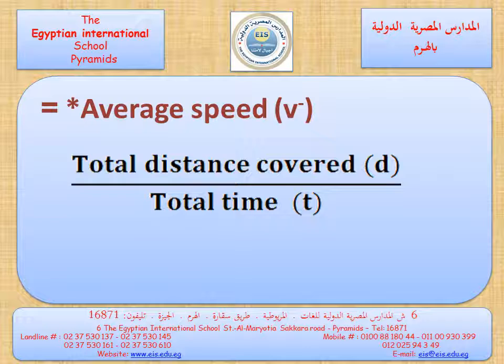So, to calculate the average speed, we make the total distance covered by the moving object divided by the total time. And the average speed has the same unit as speed, which is meter per second or kilometer per hour. And we will do many exercises on how to solve problems about the average speed in the next session.